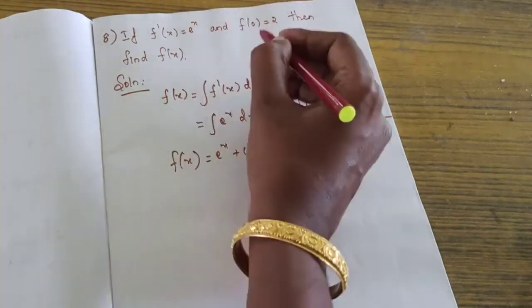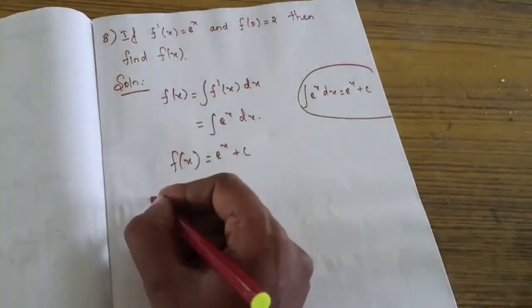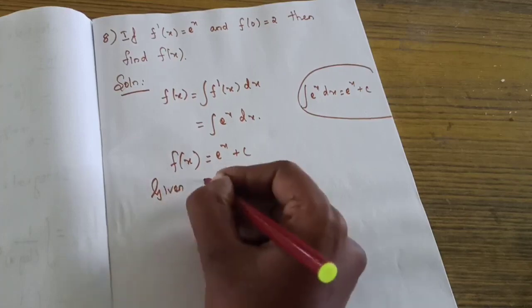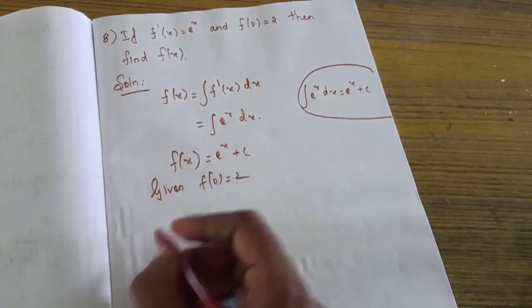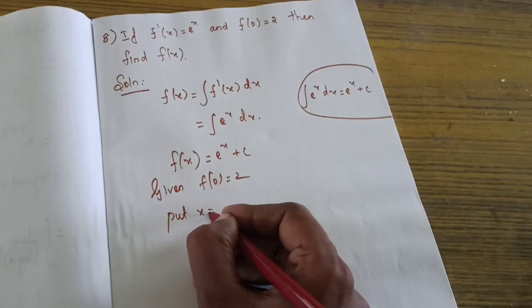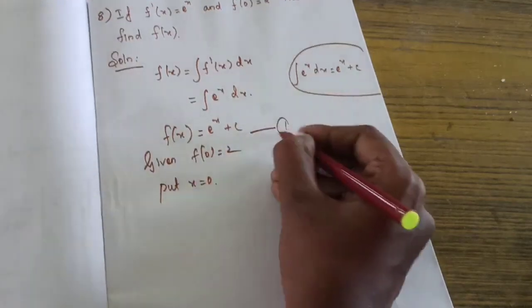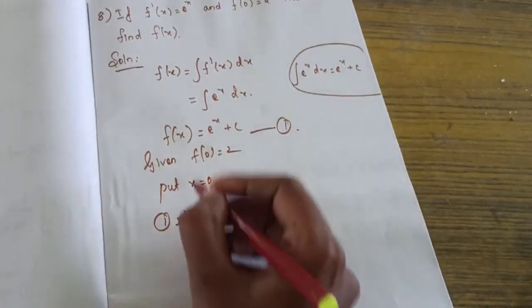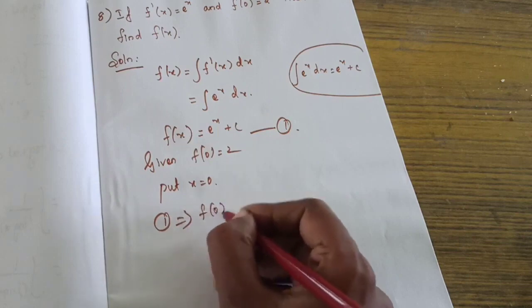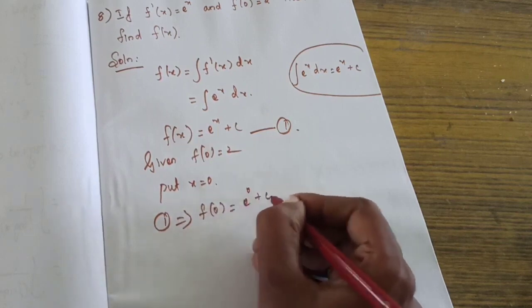Okay. So here the value of f of 0 is given as 2. So given f of 0 is equal to 2, for x we put x is equal to 0 and substitute in equation number 1. So f of 0 equals e power 0 plus c.